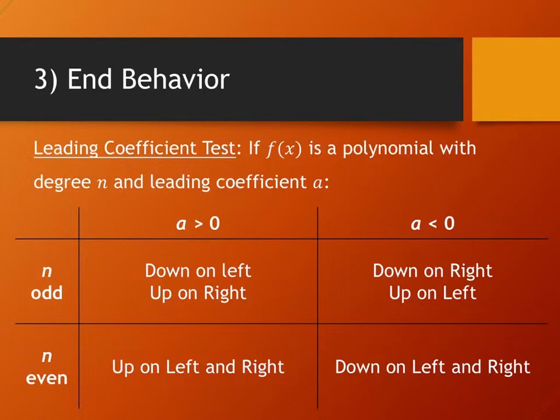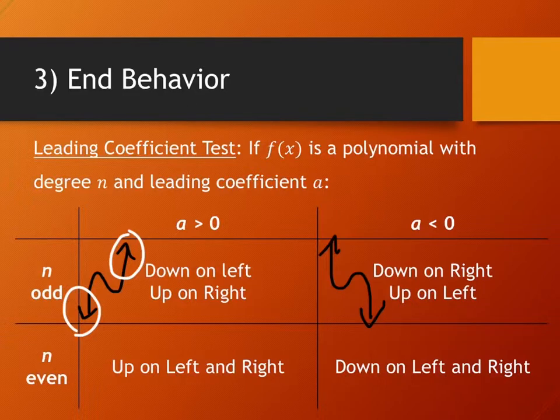The first one talks about going down on the left and up on the right. So a graph that looks something like this would be an example of that. And again, remember, we're looking at the ends. It's down on the left, it's up on the right. And if you flip that around, kind of like 180 degrees, basically, you would have down on the right and up on the left, and it would look something like this.